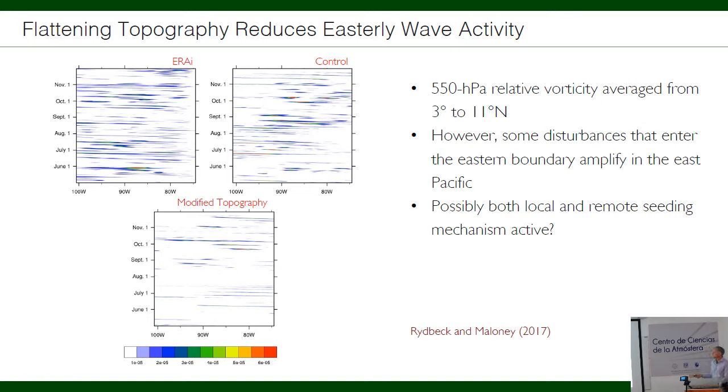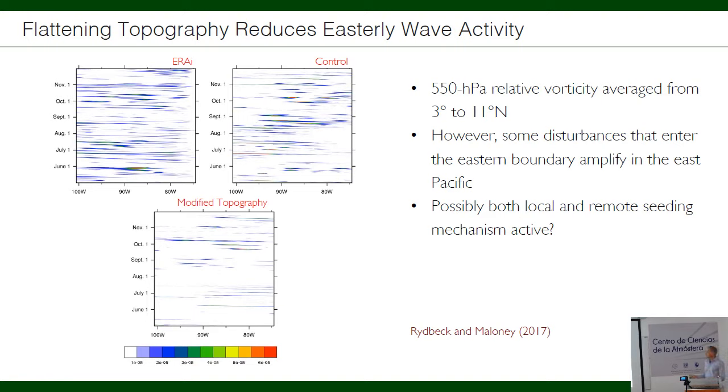This is the control experiment that has full topography over Mexico and Central America. And so you can see that it produces pretty reasonable easterly wave activity that moves westward. And this is the model where we have removed this diurnal source of convection by flattening topography. And what you can see here is that easterly wave activity has been substantially reduced. So this suggests, at least, that Bight of Panama diurnal pulsing is an important seed mechanism for easterly wave activity in this region.